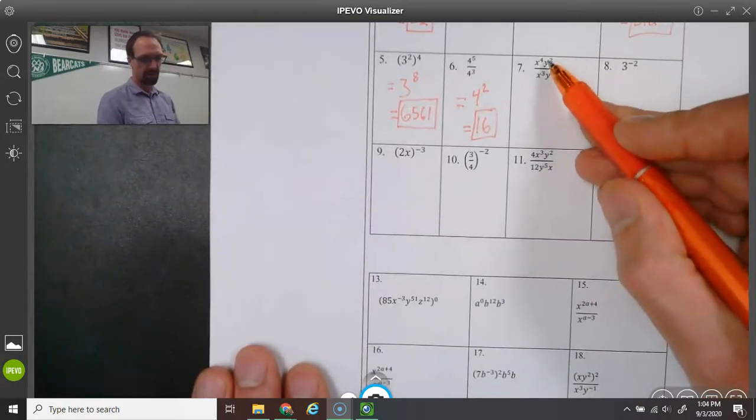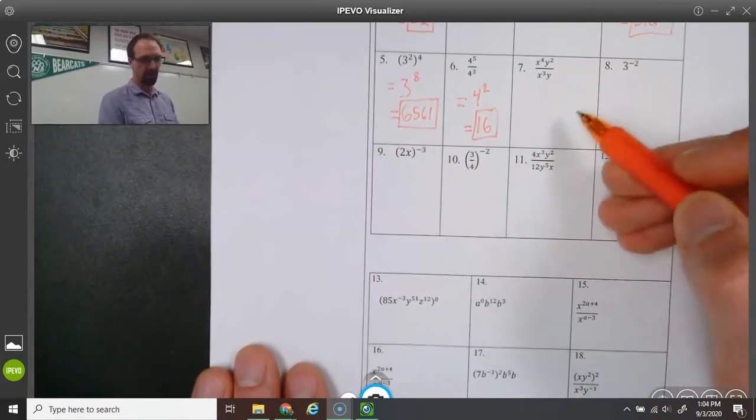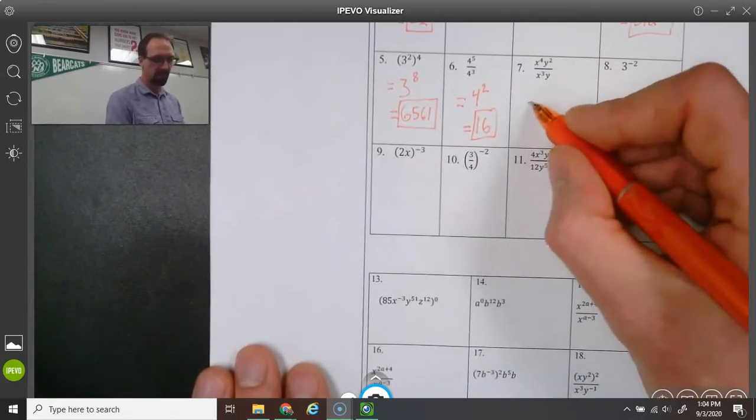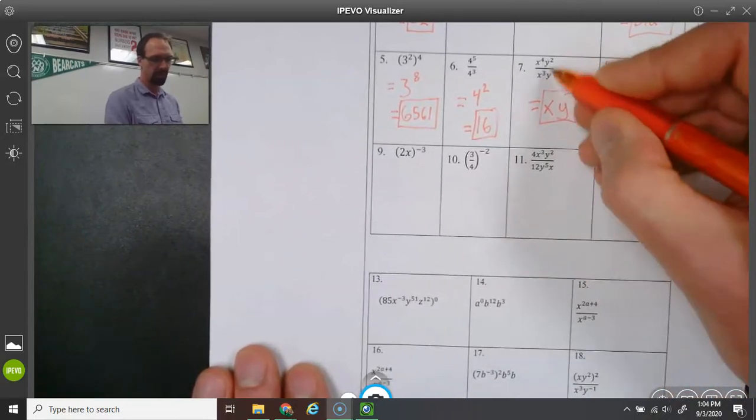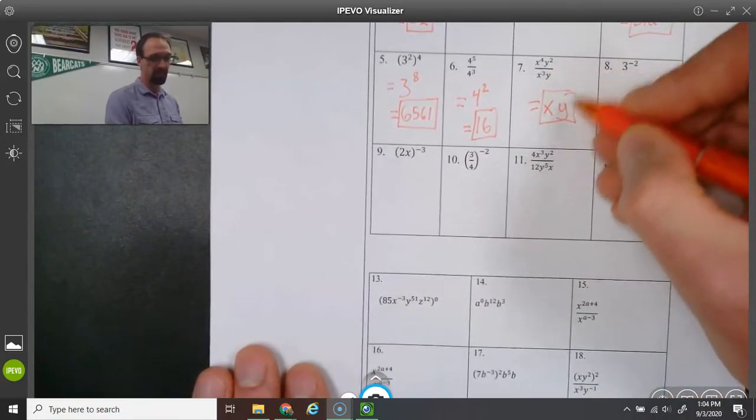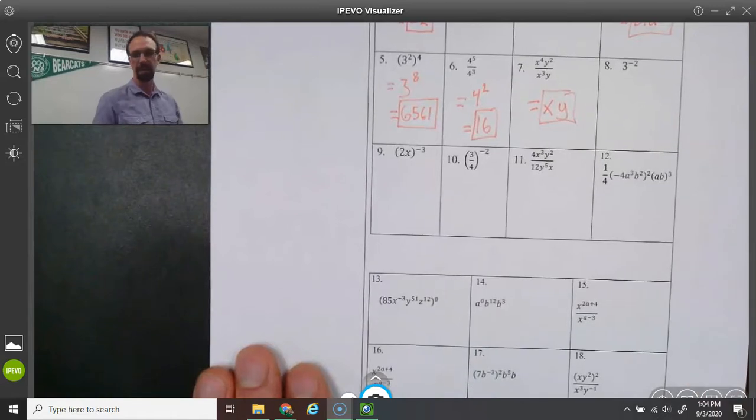This next one, x to the 4th times y squared all over x cubed y. So we're going to subtract the exponents. So I'm left with x and then y. If you subtract 4 minus 3, you get x to the 1st power. We don't write the 1. Y squared divided by y, subtract that. 2 minus 1 is 1 as well.